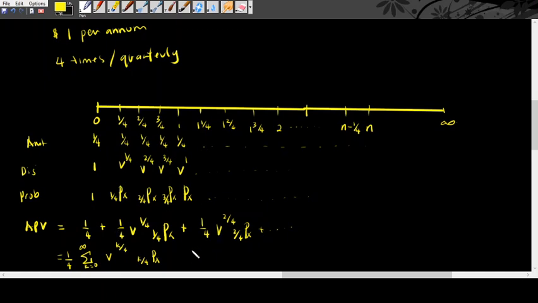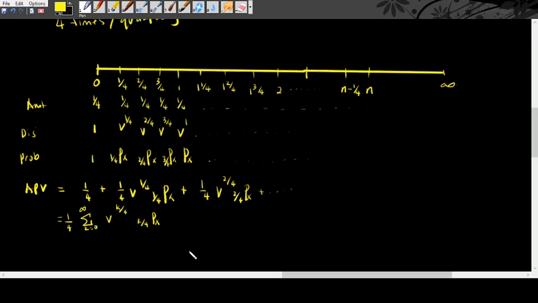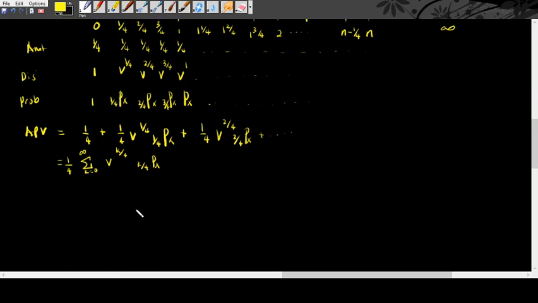Okay, so in general, this kind of insurance, we denote it as ä_x^(m), which equals 1/m times the summation from k equals 0 up until infinity of v^(k/m) (k/m)px.